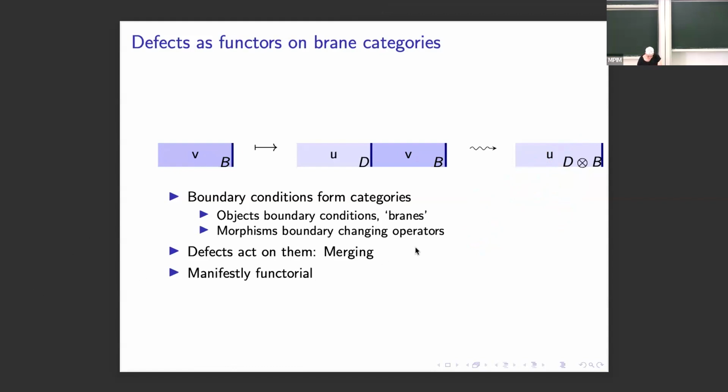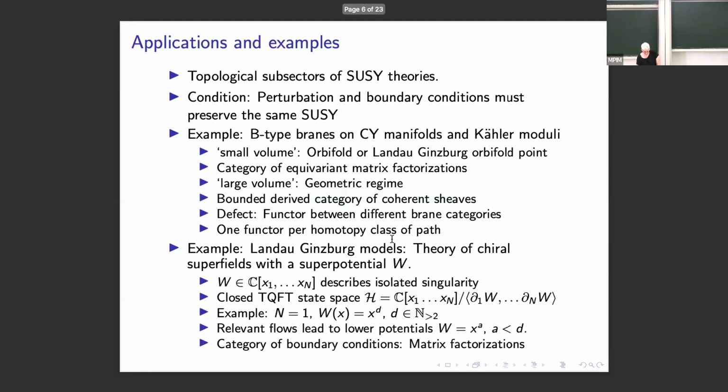So let me go back to this picture. I would like to now think about the situation where this theory B is a theory at a point in moduli space, and I would like to think about how to map boundary conditions from one theory to another in a moduli space or along a relevant flow, using the properties of the flow defects that I advertised. So here are some examples.